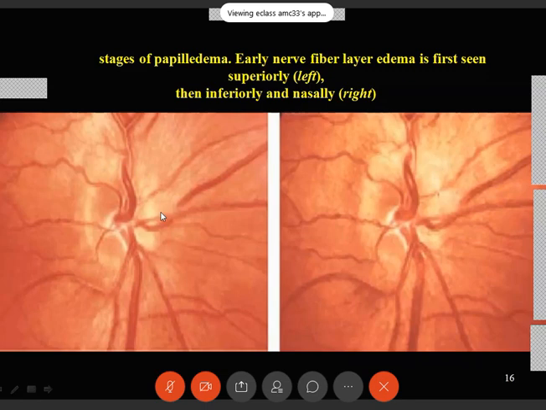The margins are blurred and indistinct: superior, inferior, and nasal margins are blurred. Venous congestion is present. This is hyperemic. The cup is seen, with blurred margins and marked venous congestion. Venous dilatation is present. The cup is filled up. Margins are blurred, superior, inferior, nasal margins, later lateral margins. This is papilledema.